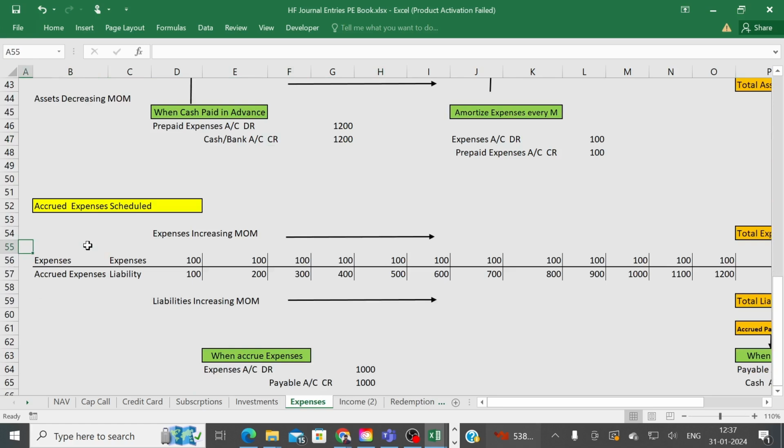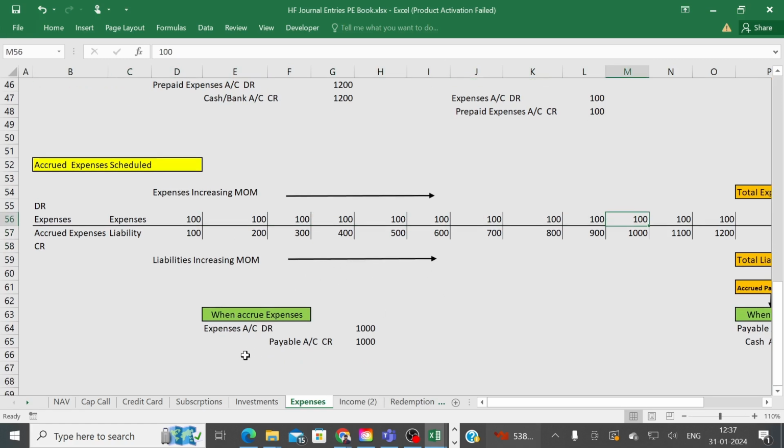So in the case of accrued expenses, how do we record them? See this. Whenever you have accrued expenses, expenses are always recorded to the debit, and accrued expenses we treat as a liability, so that is recorded to the credit side. Expense account debit, accrued expenses account credit: expense and liability. Every month you can accrue a fixed amount, say 100, and prepare the accounting entry for it. I'm assuming every month we accrue 100, so you record 100.